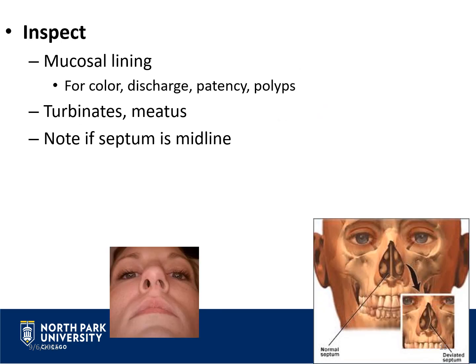Oh, I thought, gosh, another picture. Well, here we go. Mucosal lining. I'm looking at it for color, discharge, patency, and polyps, the turbinates, and I'm looking to see if the septum is midline. You can see right here, this woman has a deviated septum.